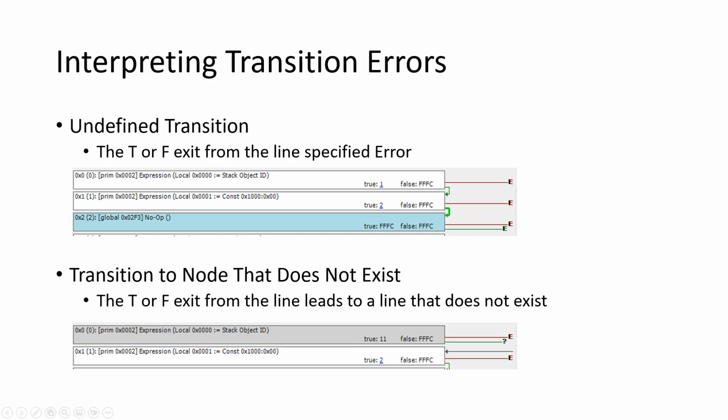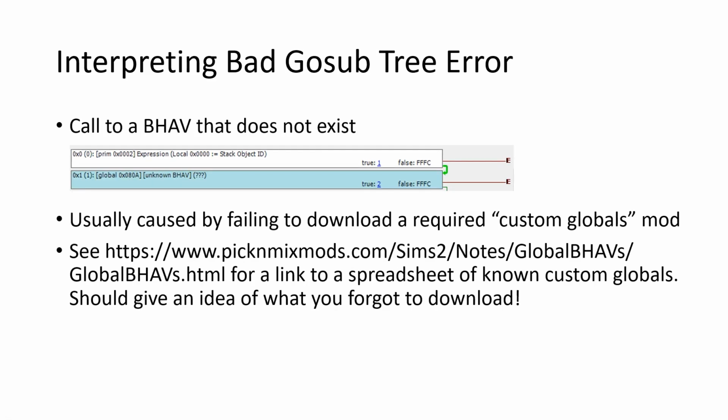The other type of transition error is a bad go subtree error. And that's a call to a BHAV that does not exist. So on this line, I've tried to call global 800, so 80A, and it's going, I don't know what you mean here, guv.